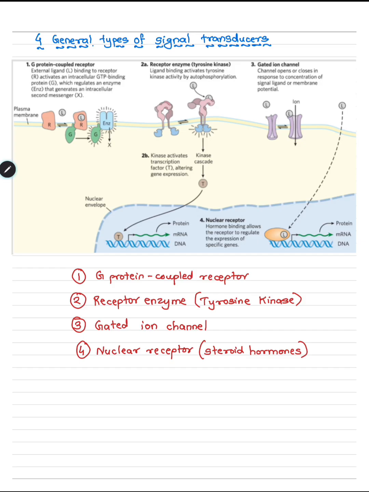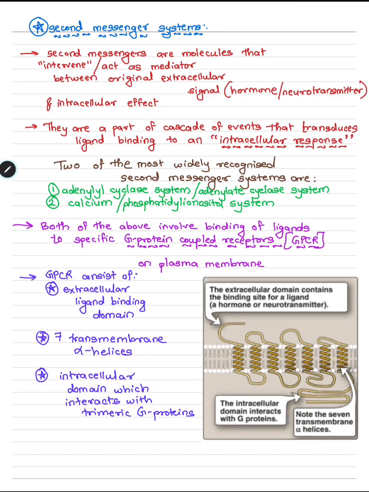So these are the four general types of signal transducers. You can pause and read the diagram. Out of this, we'll be discussing the first two. What are second messengers? They are basically like a relay. They are molecules that intervene or act as mediators between the original extracellular signal, hormone or neurotransmitter, and the intracellular effect. They are part of a cascade of events that transduces ligand binding to intracellular response.